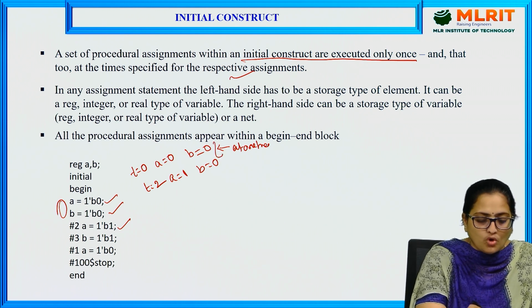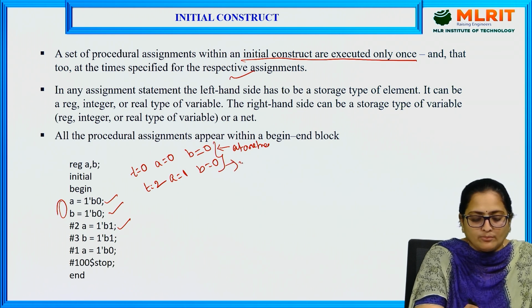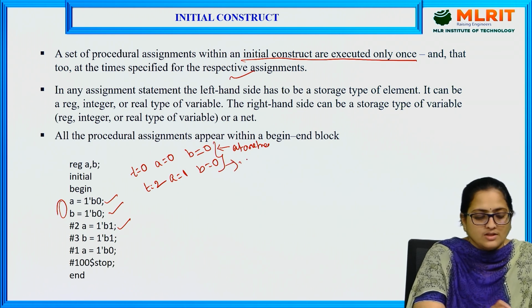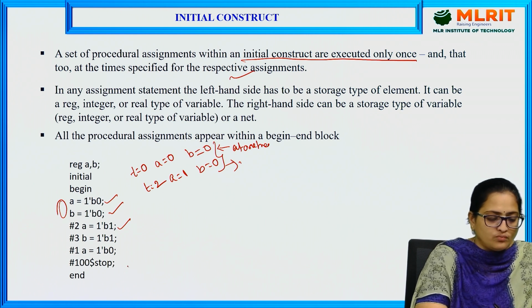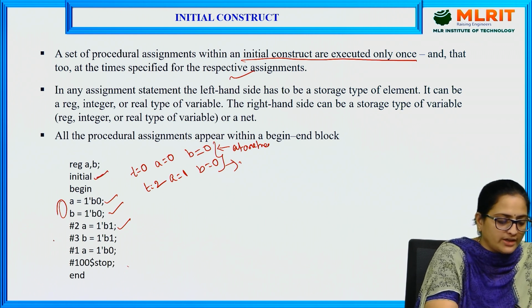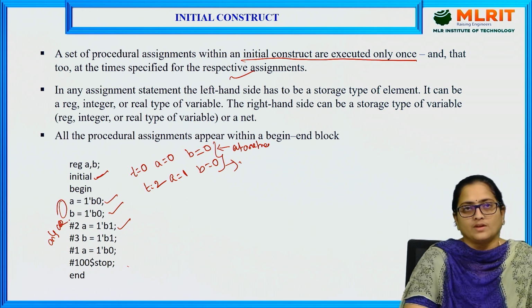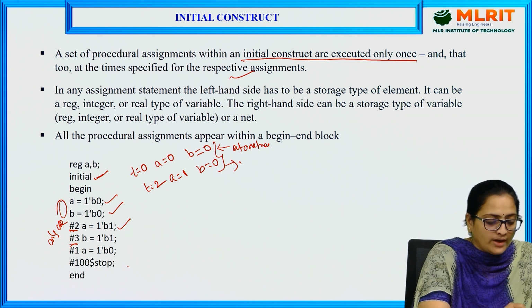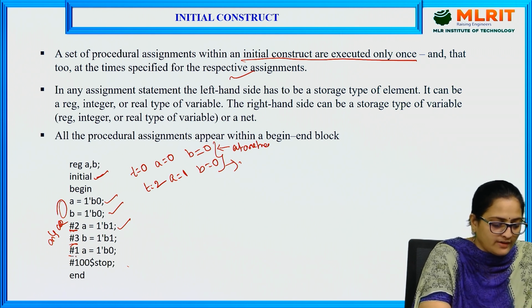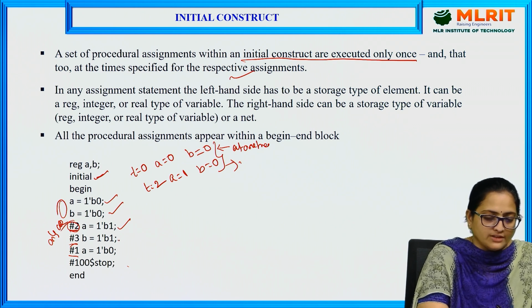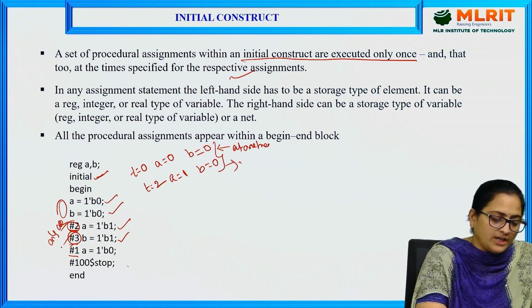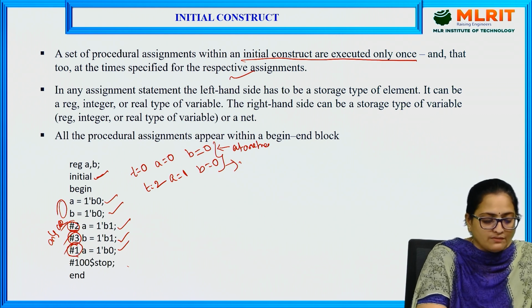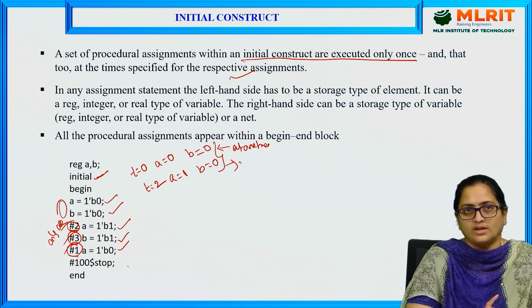So, these statements are executing at a time, not multiple times. The set of procedural assignments within an initial construct are executed only once, and that too at the time specified by the respective assignments. So, for this assignment, the time mentioned is 2 time intervals of delay, and for this respective assignment, they have given a time delay of 3, and for this assignment, they have given a time delay of 1. So, with the specified time, these statements will be executed only once.